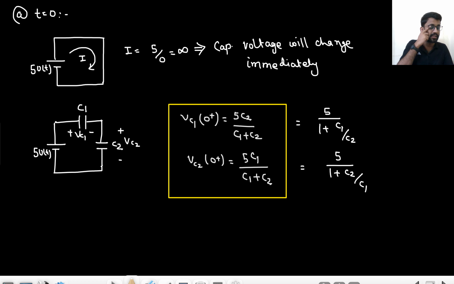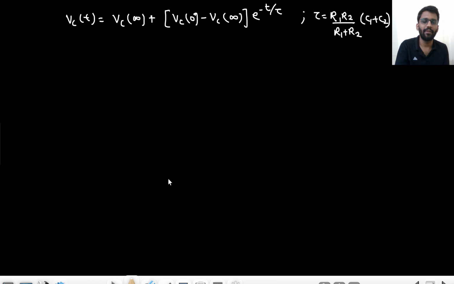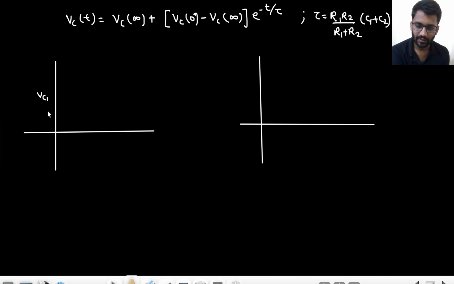So you can put these values and write down the equation, but I am not going to put the values. What I will do, I will just make the graphs. I will make the graph of VC1 and the graph of VC2.